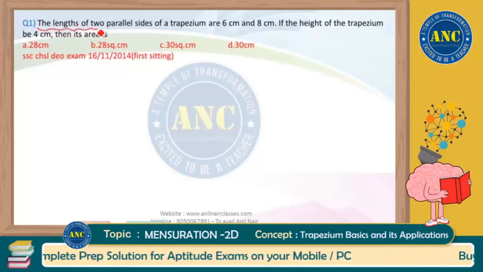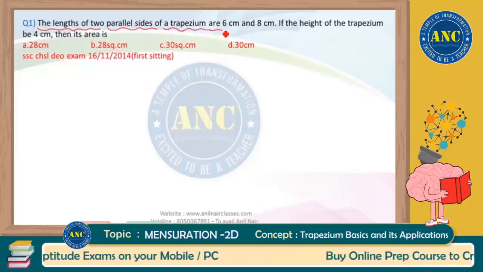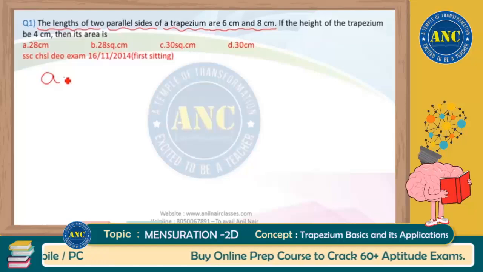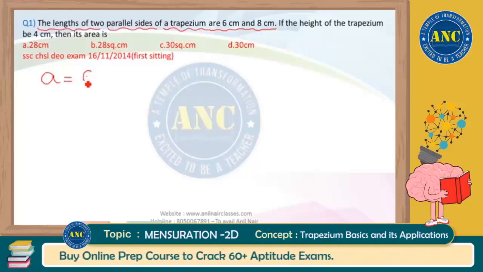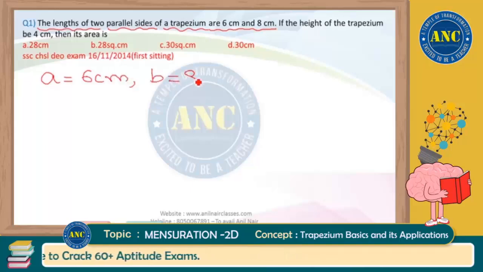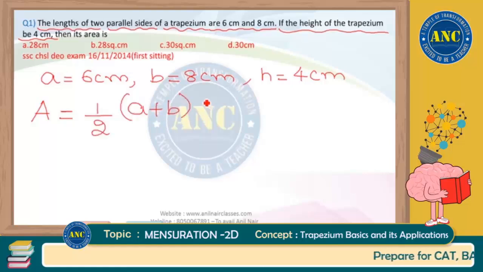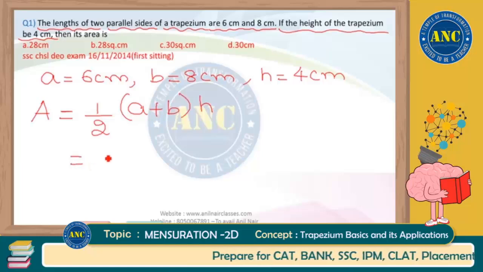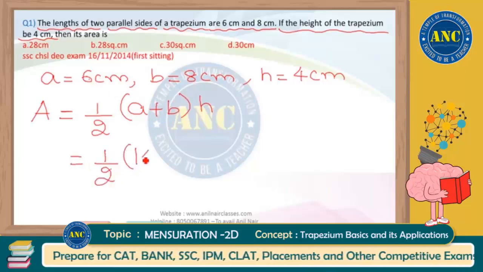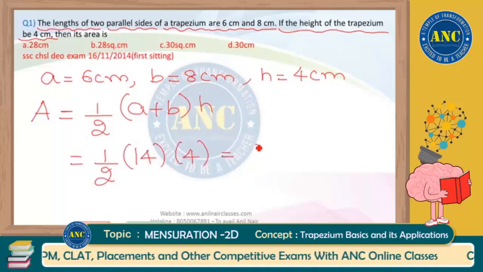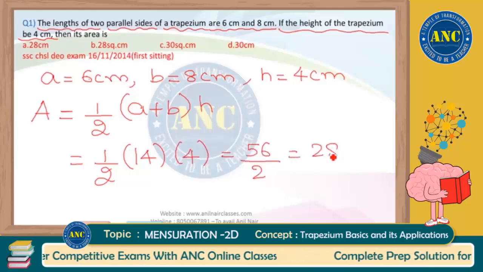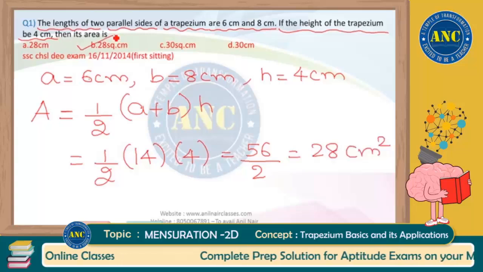Your question is, the lengths of two parallel sides of a trapezium are 6 centimeter and 8 centimeter. That means one of the parallel sides I will call A, which is 6 centimeter, and another parallel side I will call B, which is 8 centimeter. If the height of the trapezium, H, is 4 centimeter, find its area. Area of trapezium is half into the sum of the parallel sides, A plus B, into the perpendicular distance between them, that is height. It is half into the sum of 6 and 8, which is 14, into height 4. 14 into 4 is 56. 56 divided by 2 is 28 square centimeter, which is nothing but my option B.